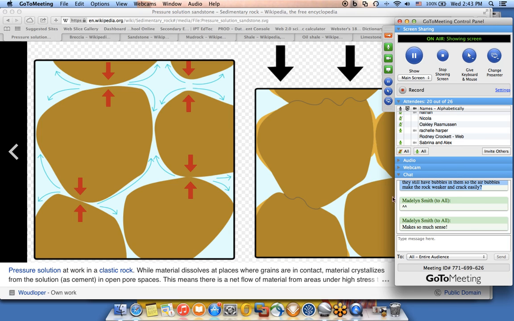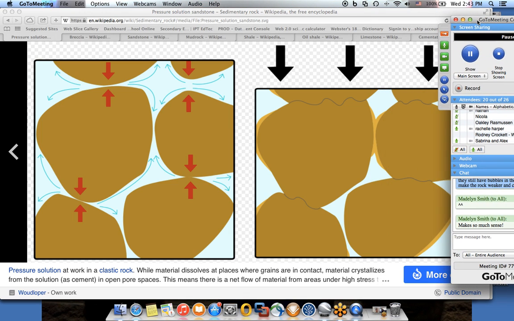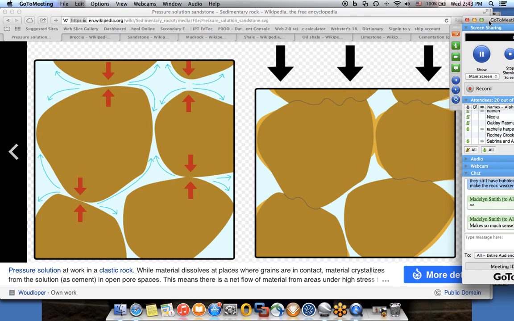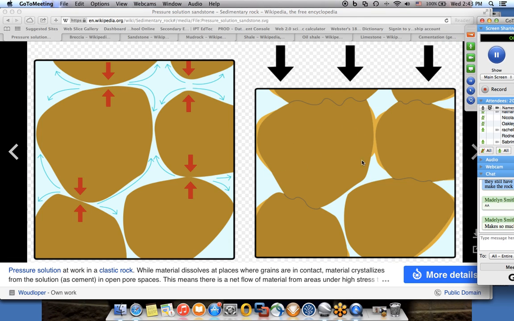All right. Okay, Madeline says, makes so much sense. Excellent, I'm glad. Can you see how long this process would take, Madeline? Can you see why it would actually take a long time for this process of cementation to be completed? Because the minerals need to be dissolved and recrystallized, so here they need to be recrystallized together in order to be fused and fuse the particles together. The same here in these areas.